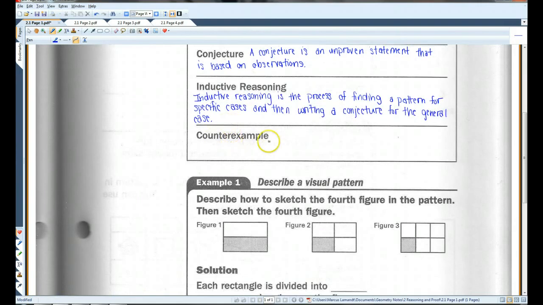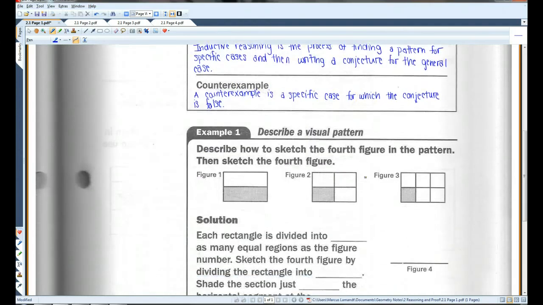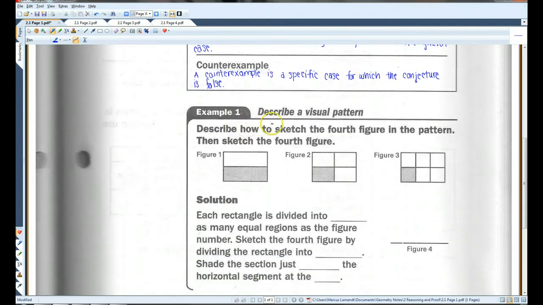Alright? A counterexample is a fact or a specific case that proves a conjecture wrong. So, if I made a statement and you gave me some specific example that proved my statement wrong, you gave me a counterexample.